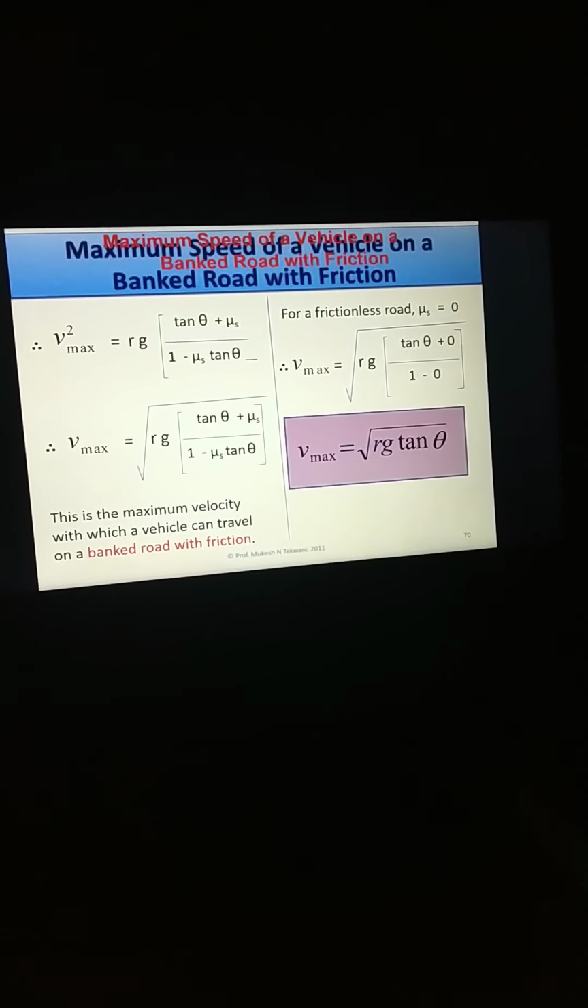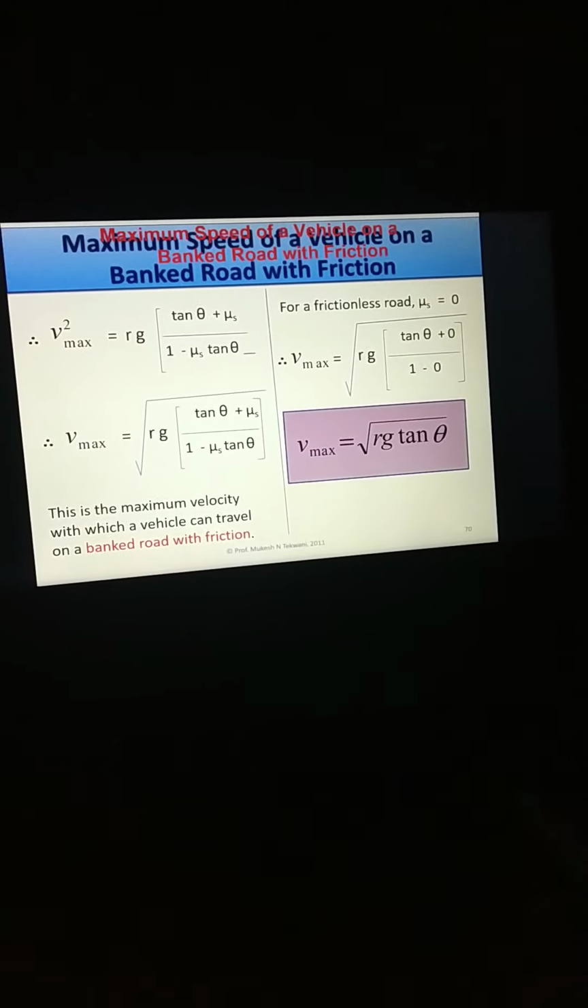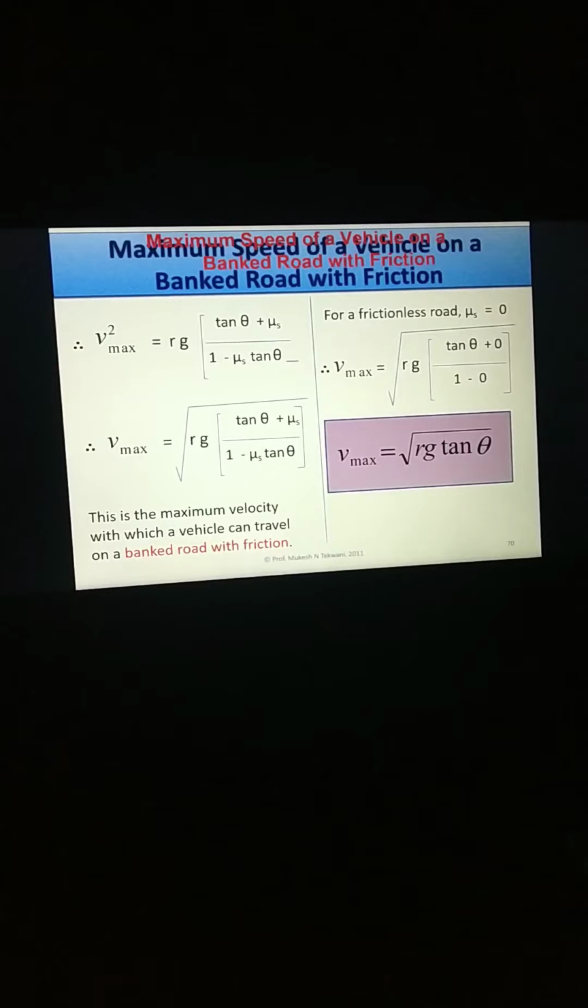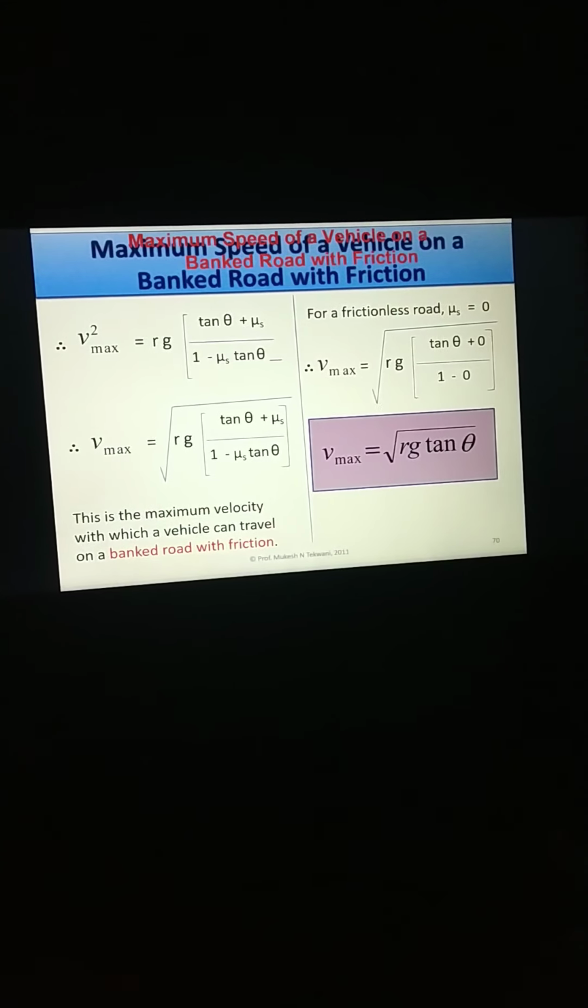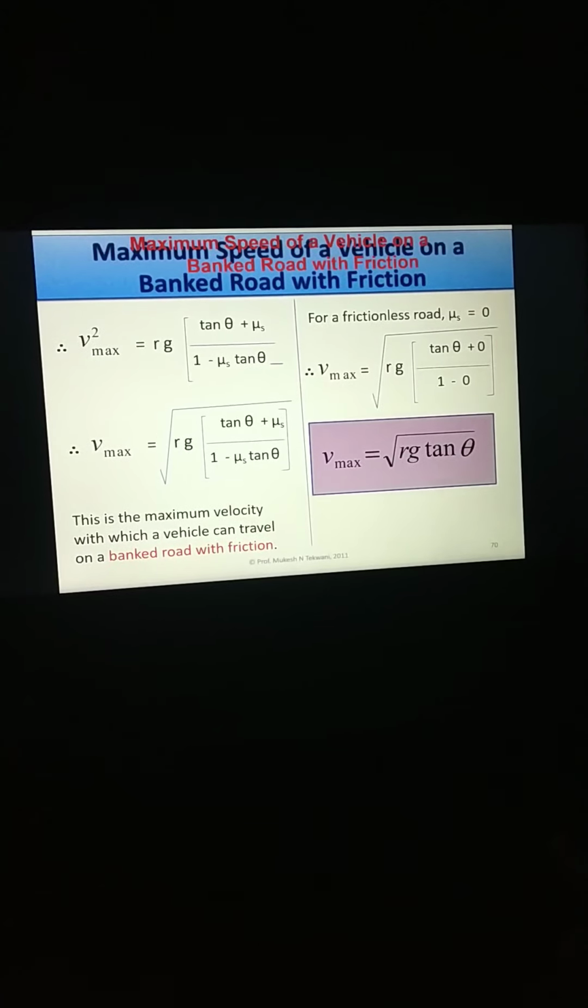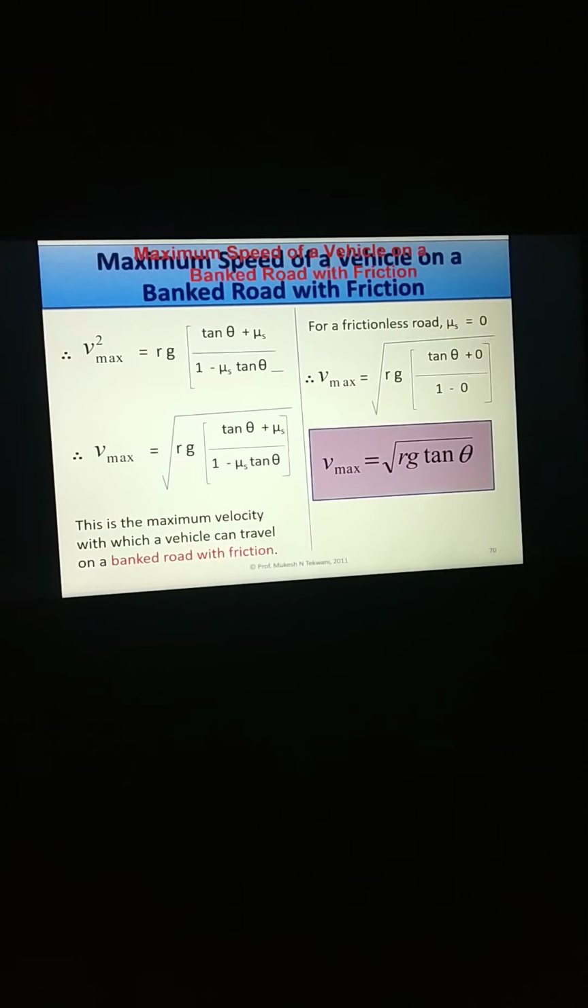So these are two applications we studied here for circular motion. Okay, so the next application we'll discuss in the next lecture, that is in part 3. Till then, best of luck. Thank you.